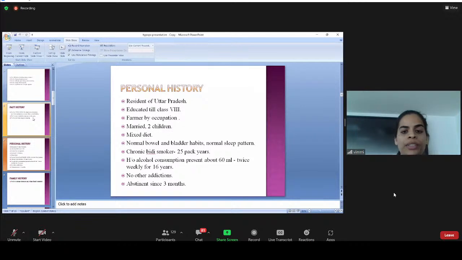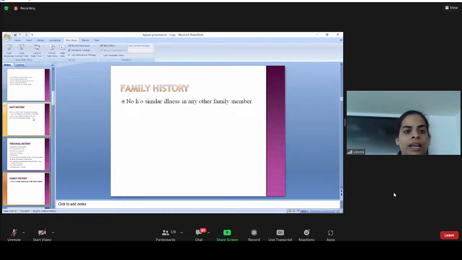He's a chronic bidi smoker, 25 pack years, and has a positive history of alcohol consumption of about 60 ml twice weekly for the past 16 years and has no other addictions. At present, he is abstinent since 3 months. There is no other similar history in any other family member.